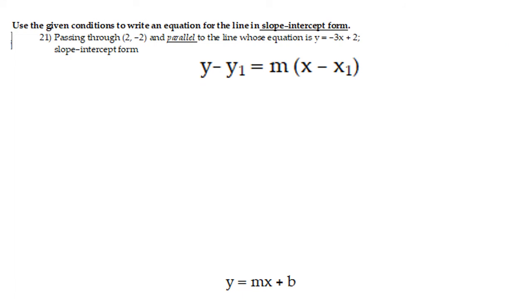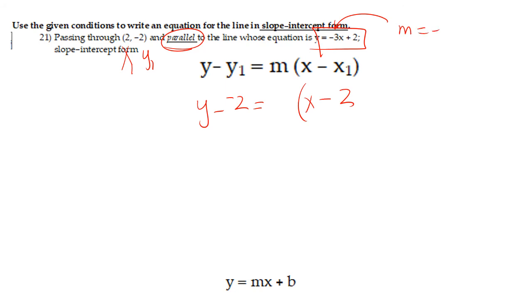Now in this equation, we're asked to find a perpendicular line, and we have to start off with the point slope formula. So our x1, y1 will be a 2 and a -2. The slope has to be parallel to this equation. This line has a slope of -3, and parallel means same slope. So we will use a -3 for our slope.